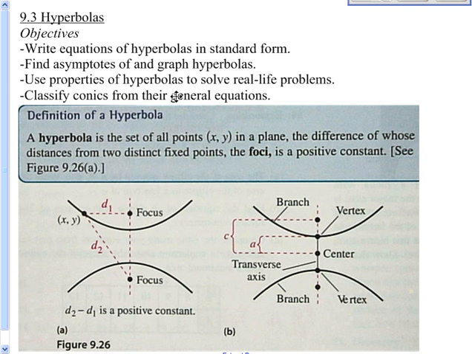We're going to talk about hyperbolas today. We're going to write some equations of hyperbolas in standard form. We're going to find some asymptotes. We're going to use some properties of those hyperbolas, and we're going to classify conics from their general equations.